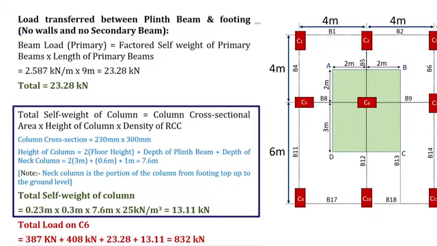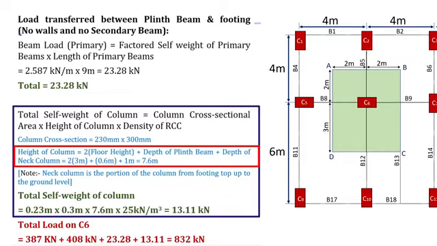The total self-weight of column will be equal to column cross-sectional area into height of column into density of RCC. Column cross-section is given as 230 into 300 mm. Height of column is equal to twice floor height plus depth of plinth beam plus depth of neck column. Floor height is given as 3 meter, depth of plinth beam is 0.6 meter and depth of neck column is 1 meter. On substituting these values, height of column will be equal to 7.6 meter.